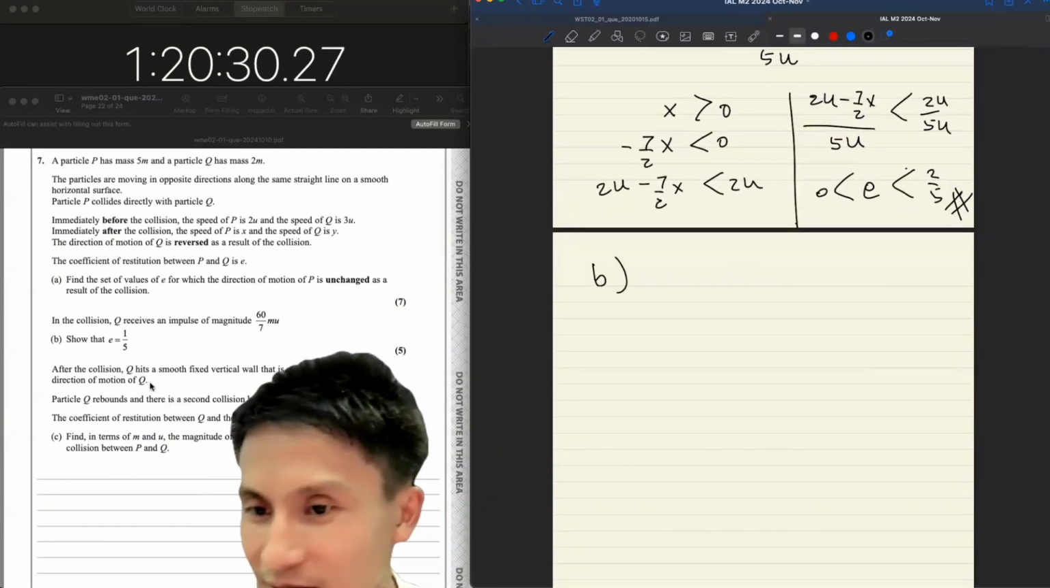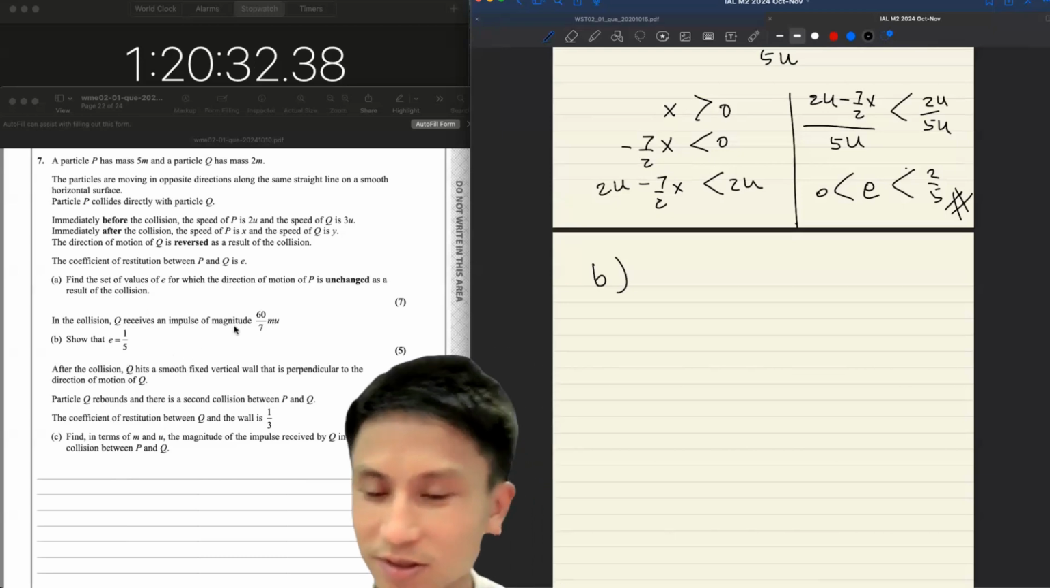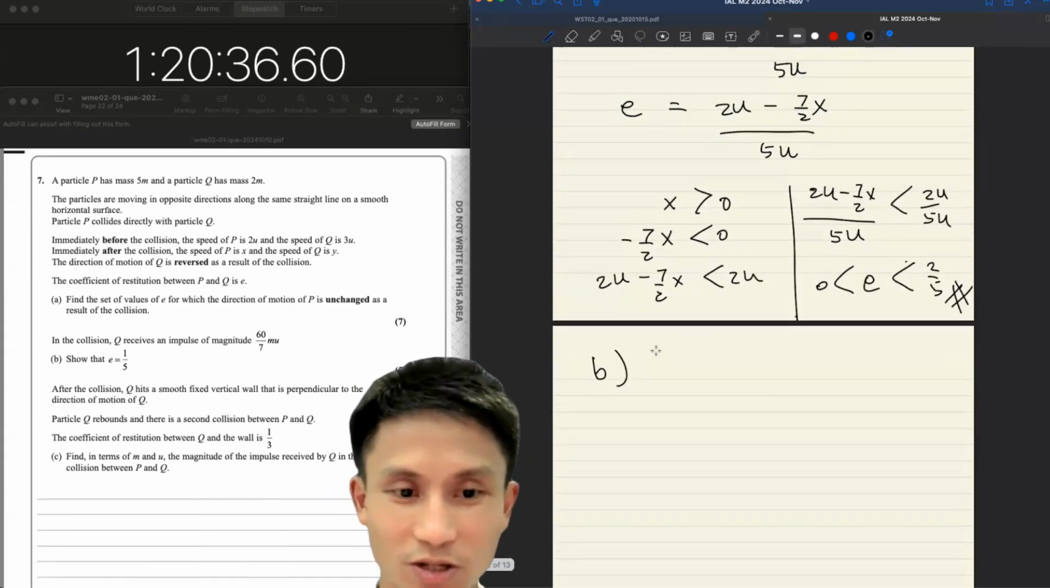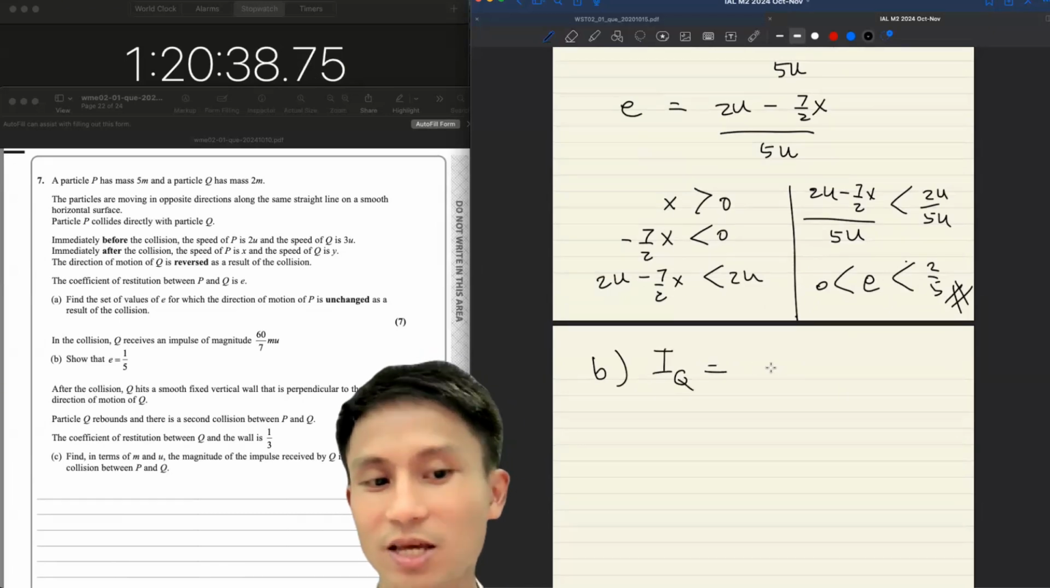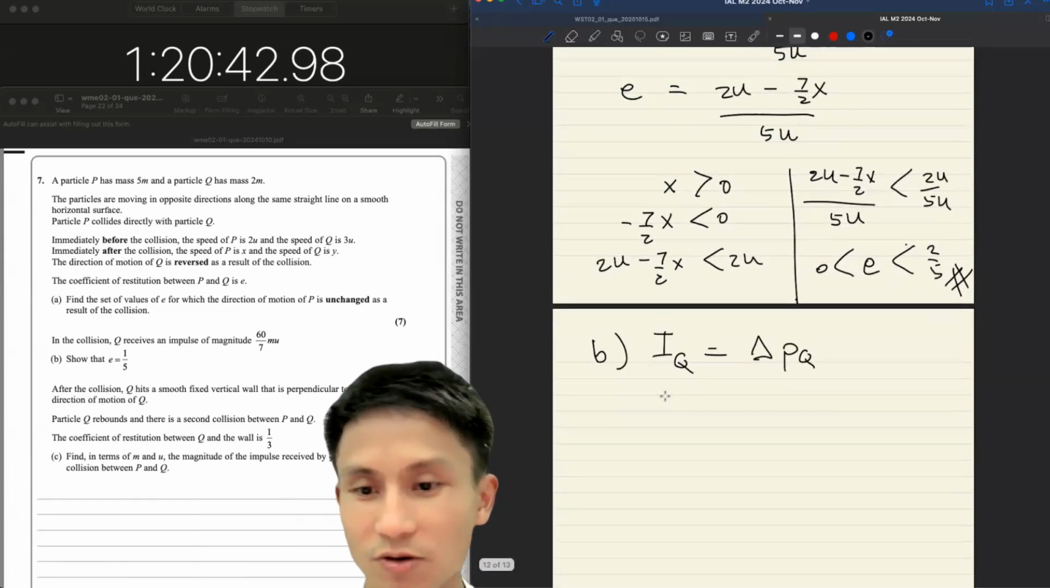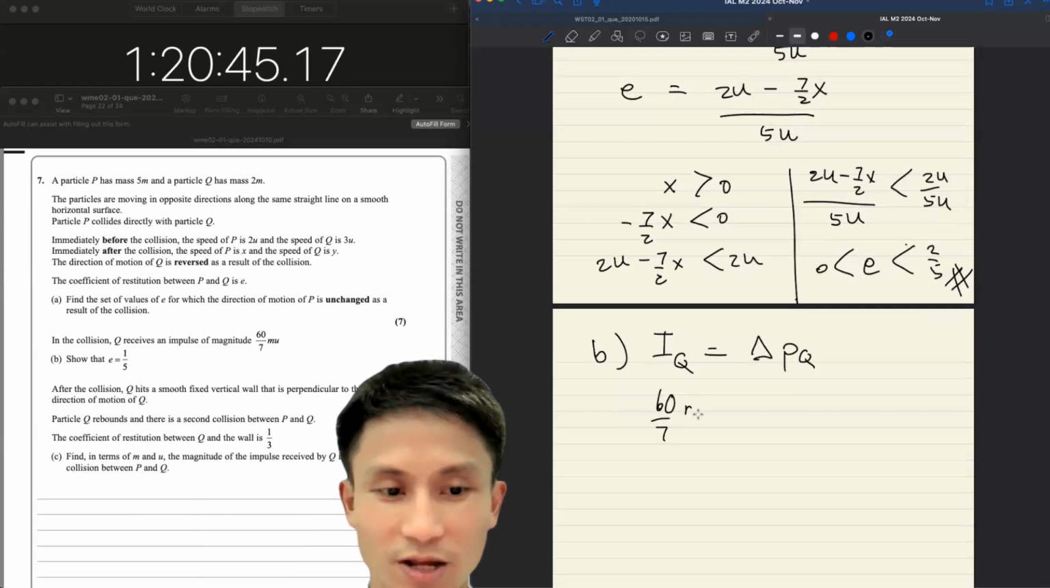B, in the collision, Q receives an impulse. So the impulse on Q would be equal to the change of momentum of Q. And the impulse is already given to be 60 over 7 mu.